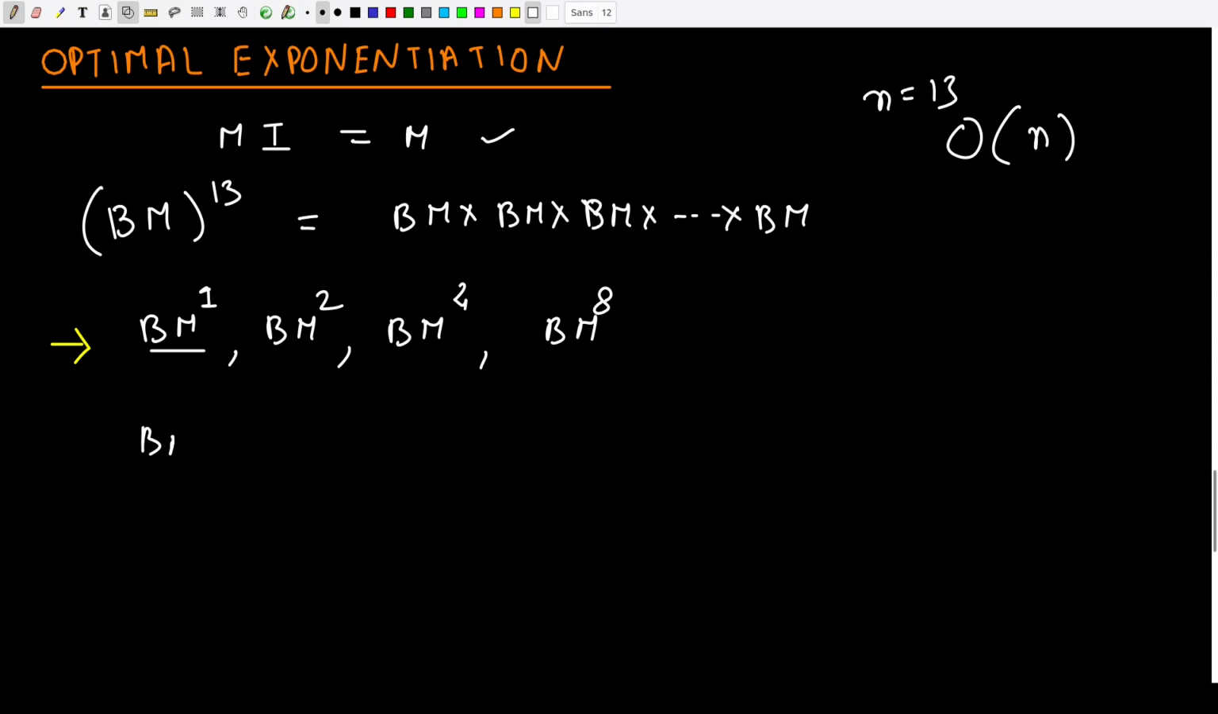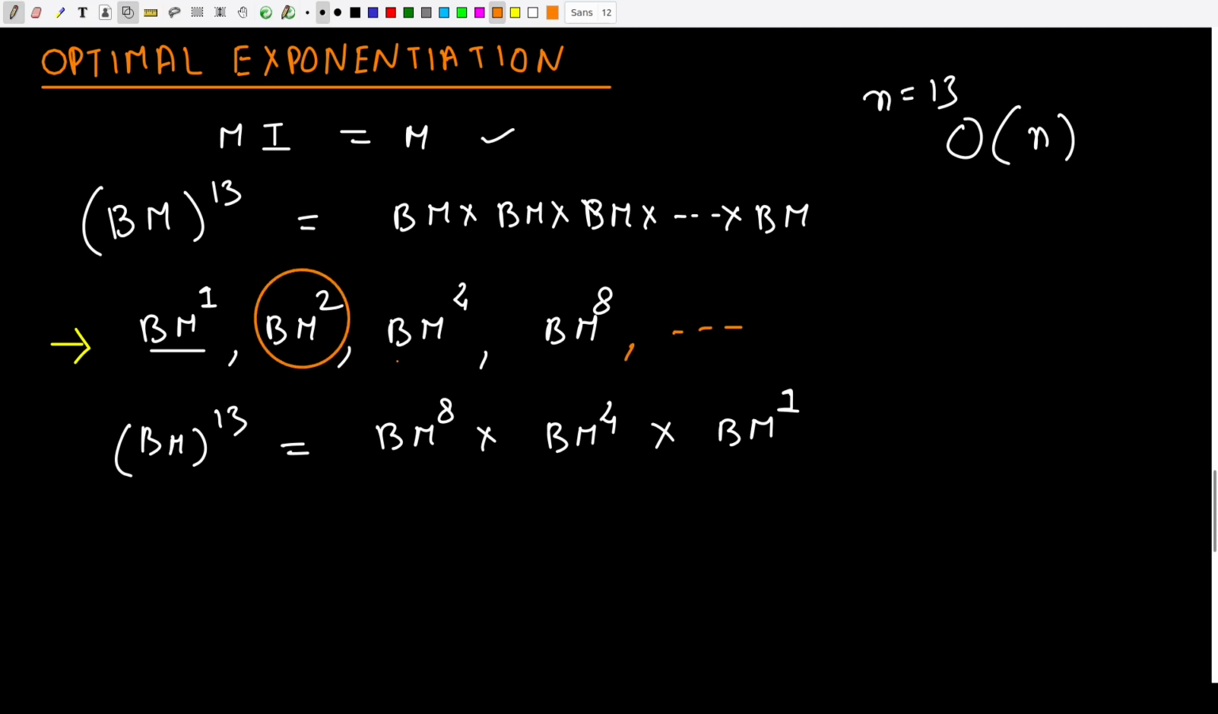BM to the power 13 can be constructed by BM to the power 8 into BM to the power 4 into BM to the power 1, right? So we see here, even though we are computing BM square, we are not using it. But how do I know which one to take and which one not to take, right?